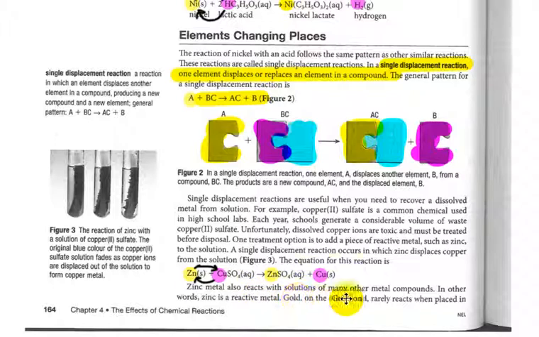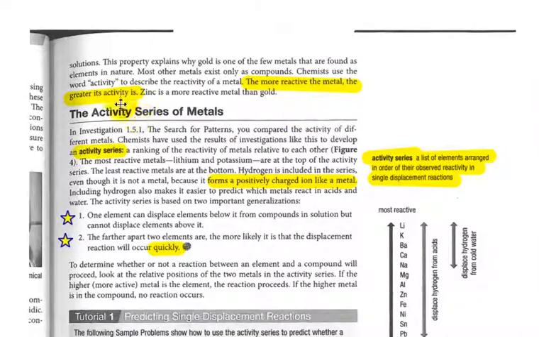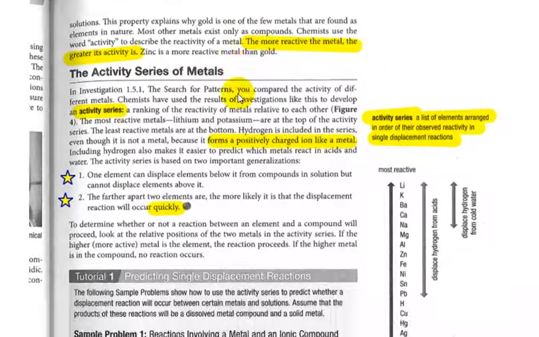Zinc metal also reacts with solutions of many other compounds. In other words, zinc is a very reactive metal. It can displace or replace other elements quite easily, whereas gold doesn't. It's relatively inactive compared to most elements. So this property explains why gold is one of the few materials that is found as single elements in nature. We have a little chart here which we'll look at, and it's an activity series. The more reactive it is, the greater its activity is.